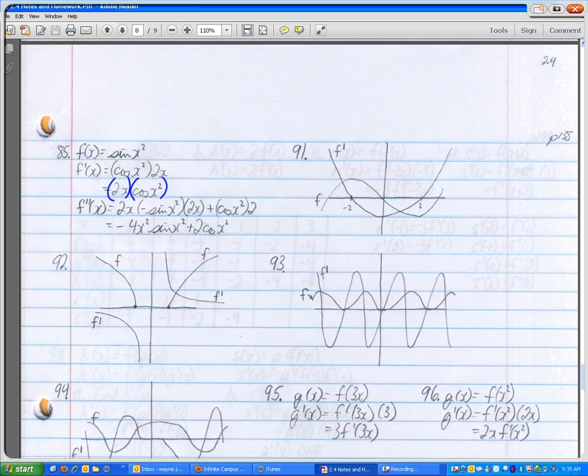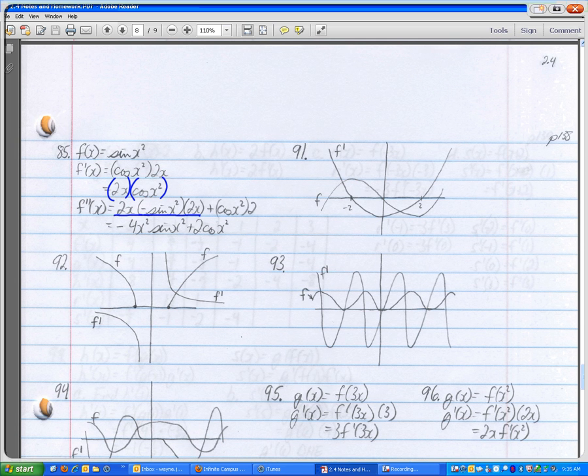Chain rule. So the derivative of the cosine of x squared will be negative, well, derivative of cosine of u is negative sine u times the derivative of u. So the derivative of cosine of x squared will be negative sine of x squared times the derivative of x squared. So what I have underlined in blue there is the first function times the derivative of the second. Plus the second function, the cosine of x squared, times the derivative of the first.